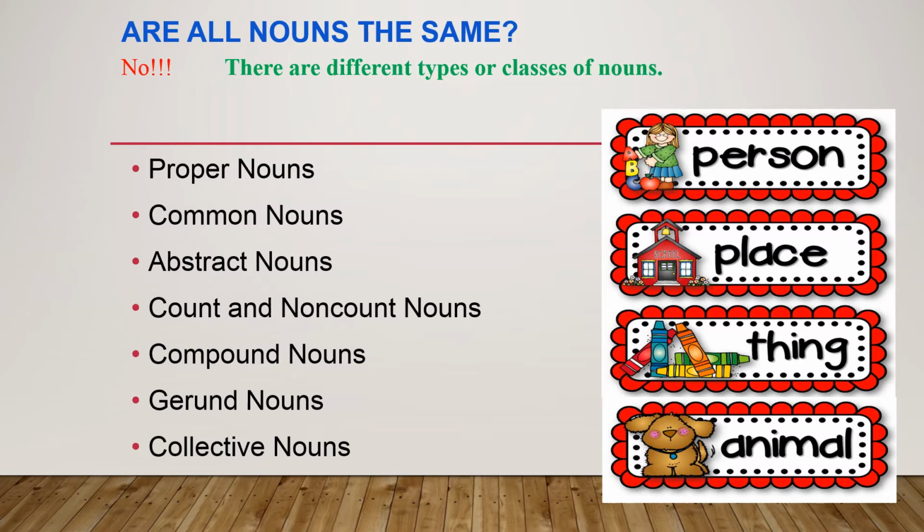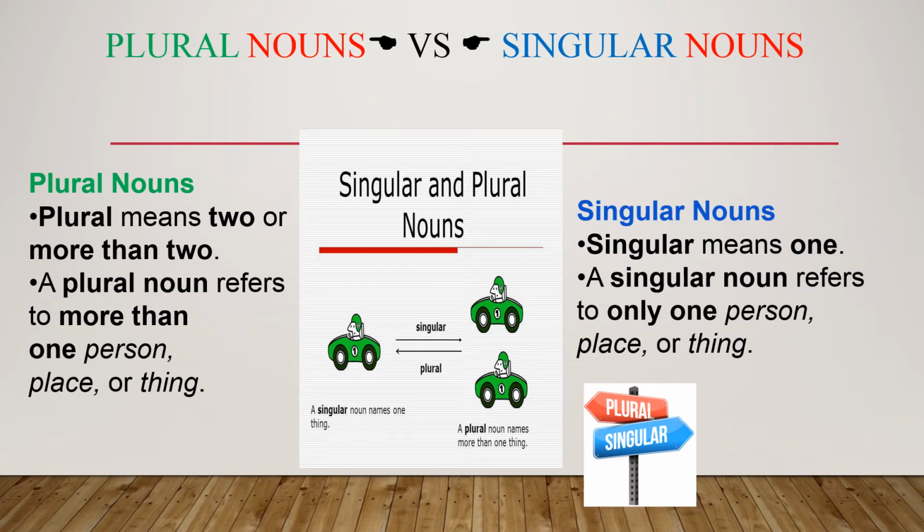Now, we have a question. Are all nouns the same? The answer is no, of course. There are different types or classes of nouns. For example, we've got proper nouns, أسماء علم, common nouns, أسماء عامة, abstract nouns, مجردة, count and non-count nouns, compound nouns, gerund, collective nouns.